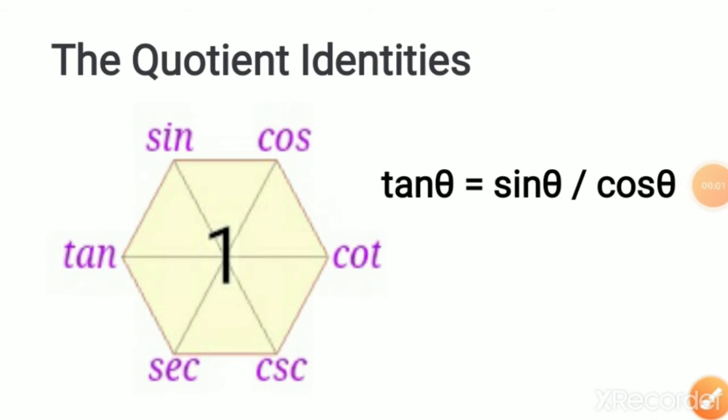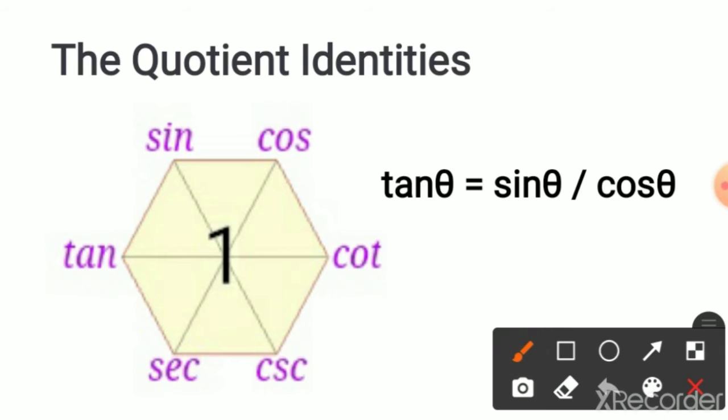The quotient identities. To start with, let's have an example. Tan theta is equal to sine theta over cosine theta. So how did we come up with this equation? By using the magic hexagon, we can determine if this equation is true. We'll draw an arrow that starts from the tangent, passes through the sine, and ends at the cosine. So that's how it looks like.